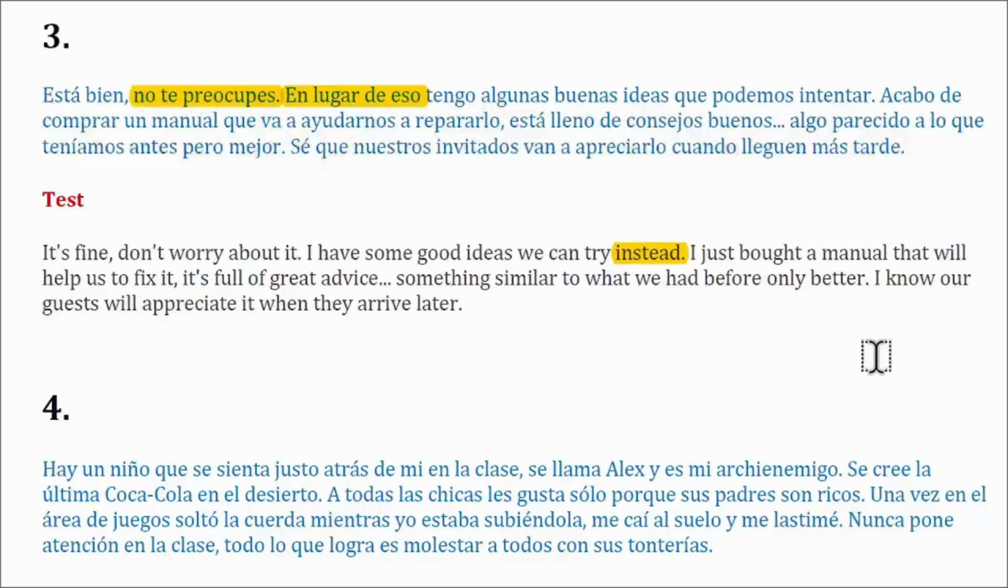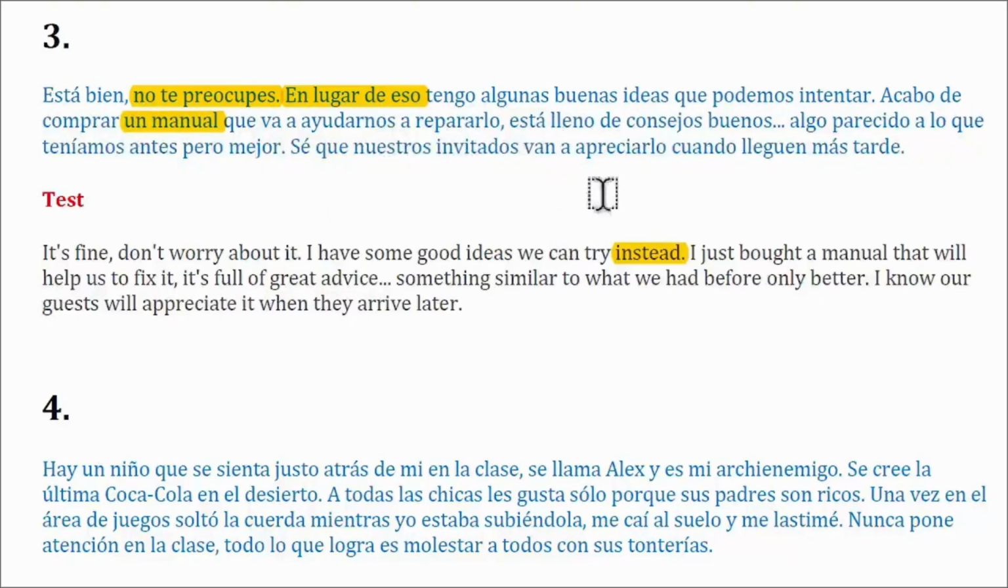Next up we have, acabo de comprar un manual que va a ayudarnos a repararlo. So I've just bought, acabo de comprar. We've already done a module on that. Here we have the word which is very similar for a manual, manual. It's just the pronunciation that changes. That's going to help us to fix it.